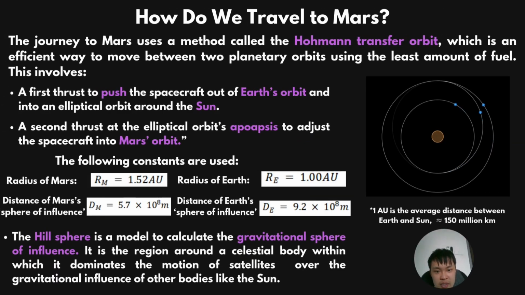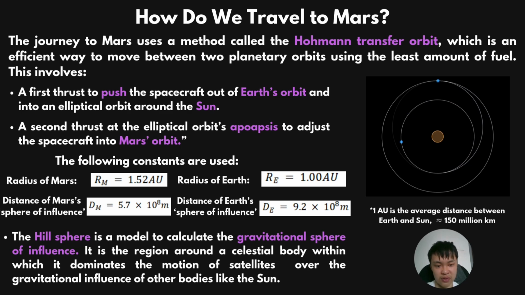So, in order to travel to Mars, we need to use a method called the Hohmann transfer orbit, which is an efficient way to move between two planetary orbits using the least amount of fuel. This involves two thrusts. The first thrust is to push the spacecraft out of Earth's orbit and into an elliptical orbit around the Sun. The second thrust is at the elliptical orbit's apoapsis to adjust the spacecraft into Mars orbit.